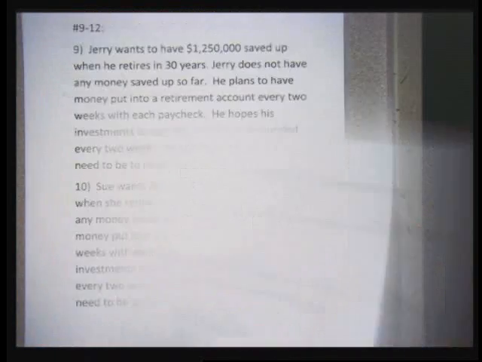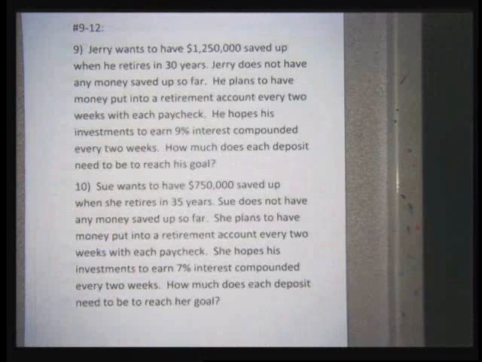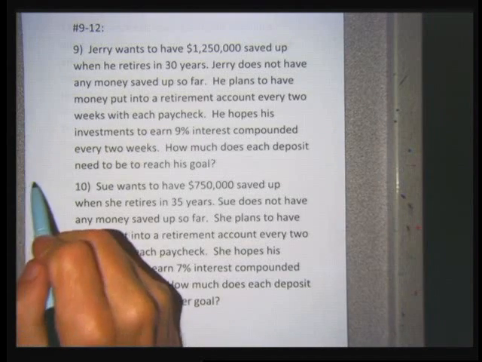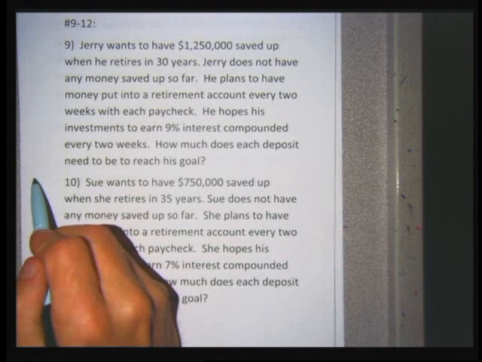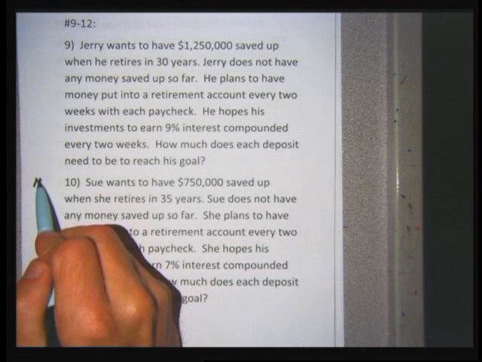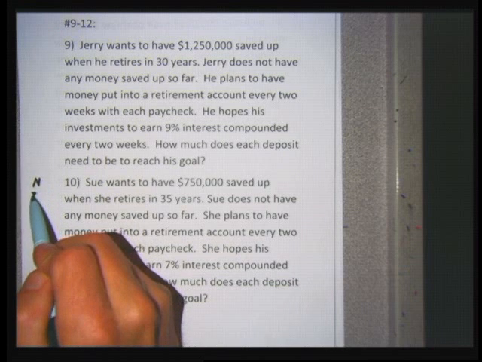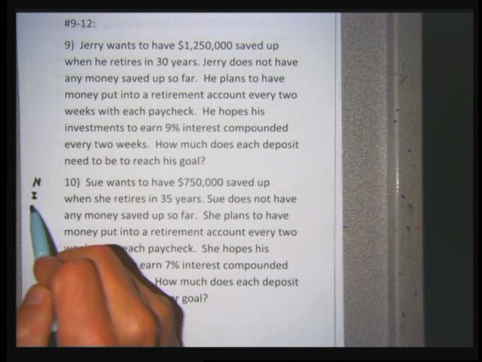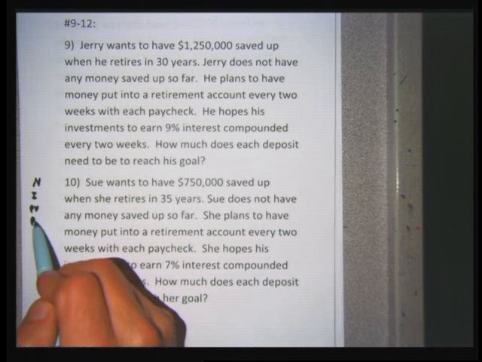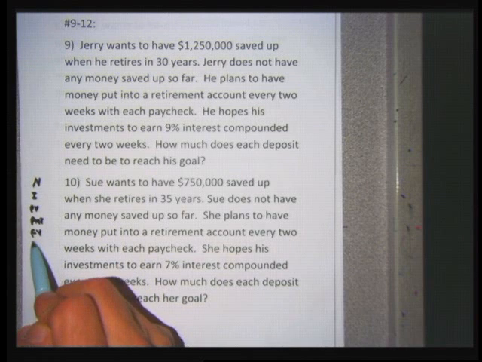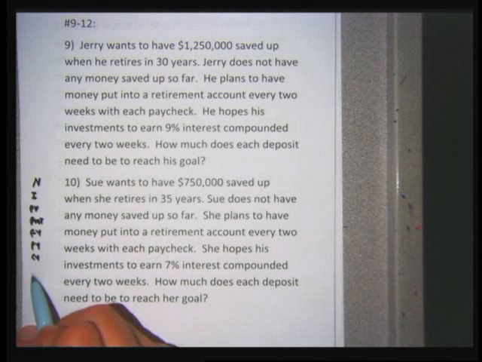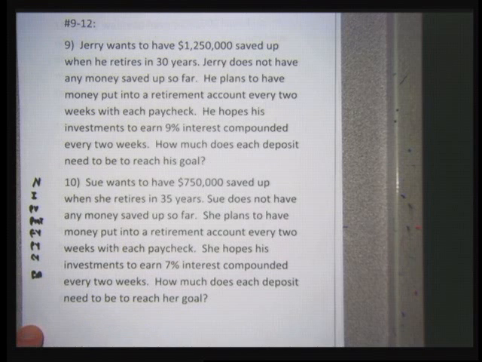The next page just does the computations, and then we get our problems. So I get 10, you get 9. I'll try to squeeze my 10 in. So I'm going to make room for an N, an I, PV, PMT, future value, PY, CY, and end.